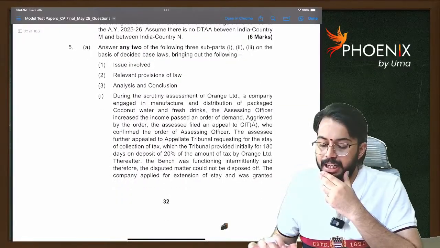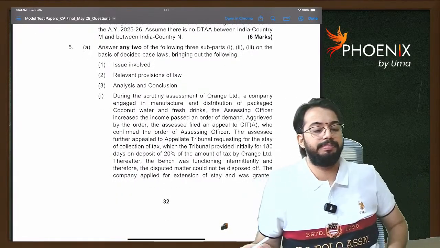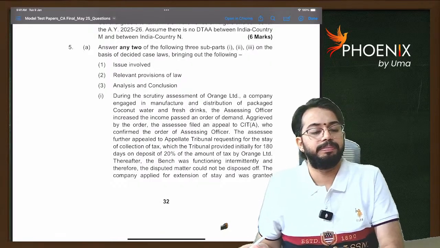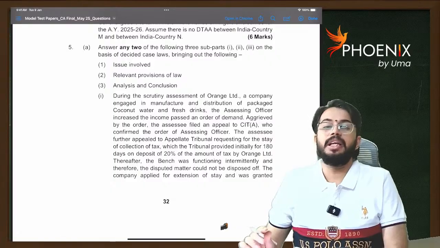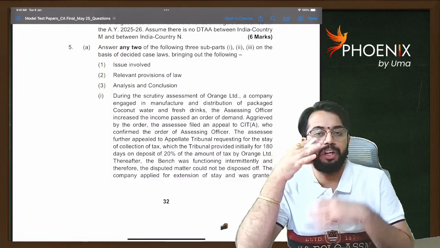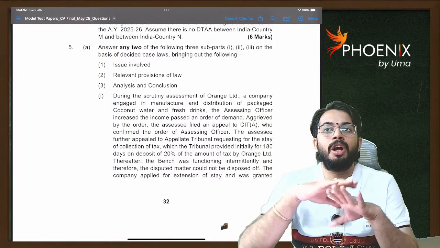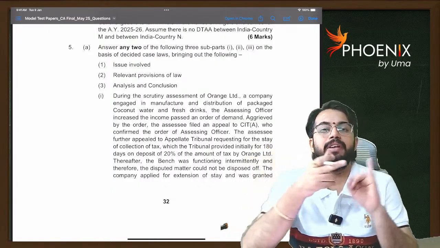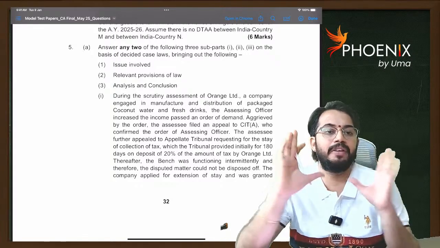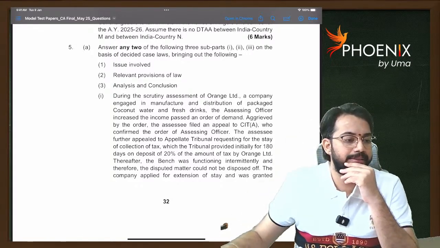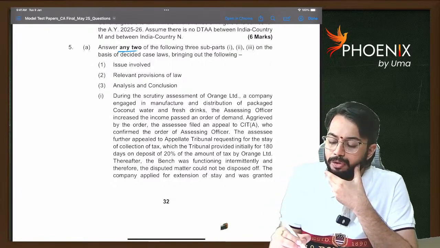Now, shall we discuss the next question? Question 5. See, in every model test paper, question 5, he is giving 3 cases. We need to answer more or less in a theoretical way. First, we will write provision, then we will write analysis, then we will write conclusion. In that way, he is expecting the answer.